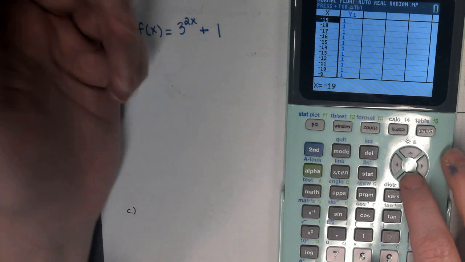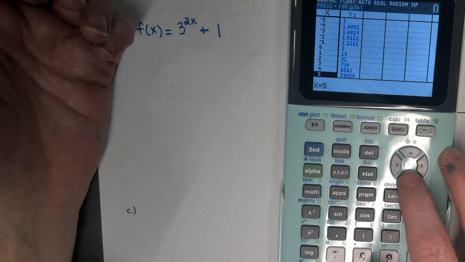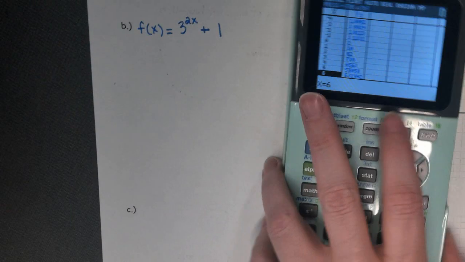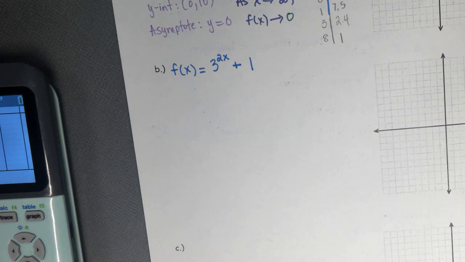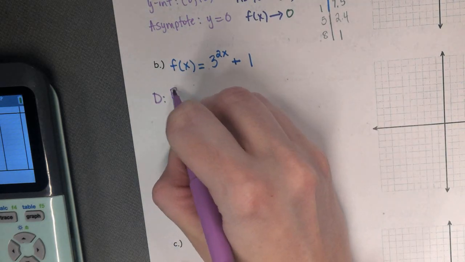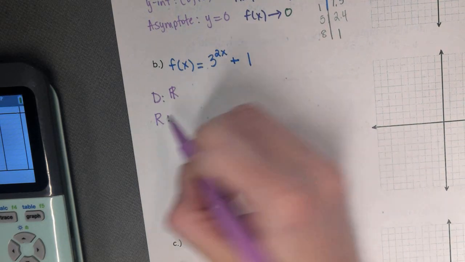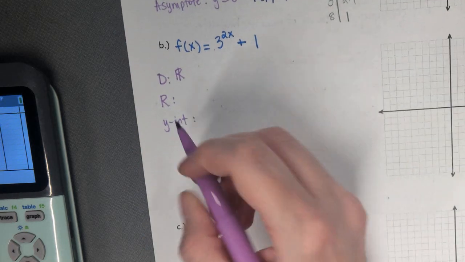So instead of approaching 0 this time, it's going to approach 1. Okay, what do you guys think that means for our values? Yeah, so your asymptote is going to be 1. And guess what? Your domain, still all real numbers. Your range, we'll do in a minute. Same thing with y-intercept.